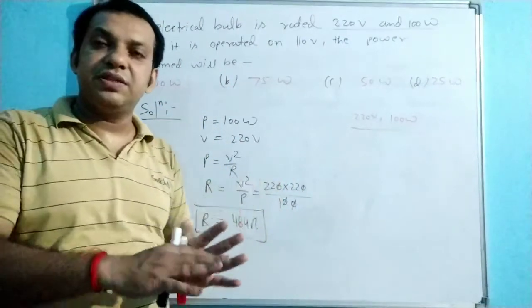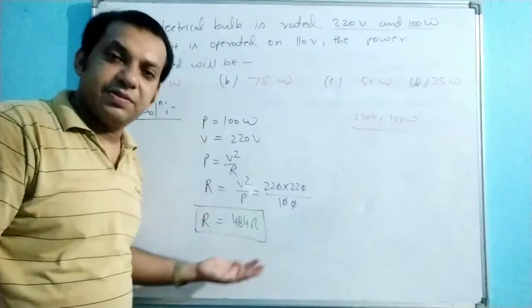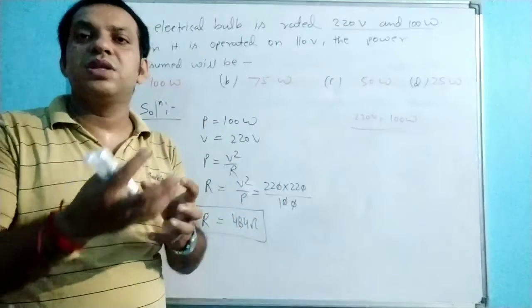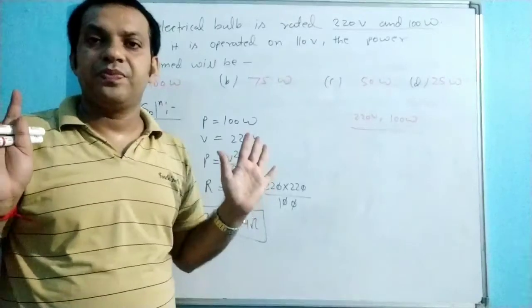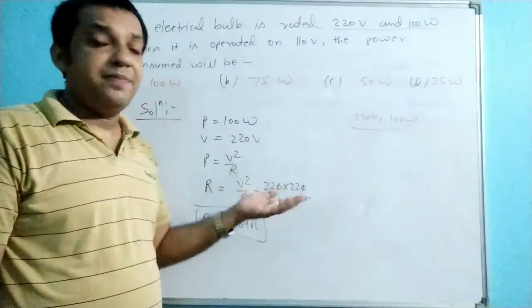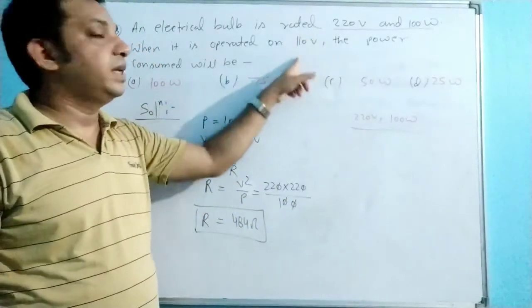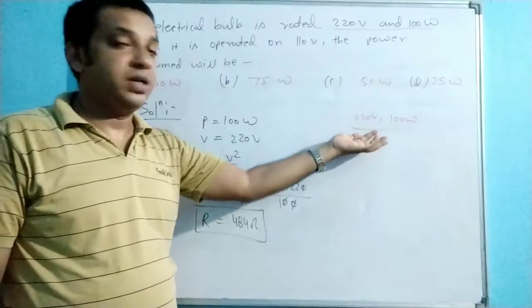Now you are changing the supply this time. But this parameter is constant, whatever the opposing effect of the bulb, which is constant. Right? So now this time we are operating with 110 volt. Now we are not using the 220 volt.